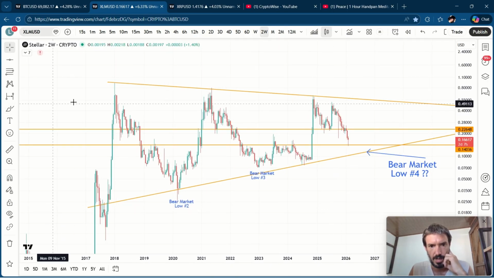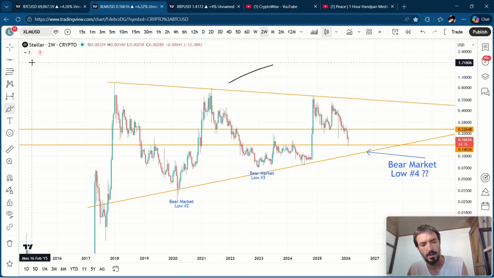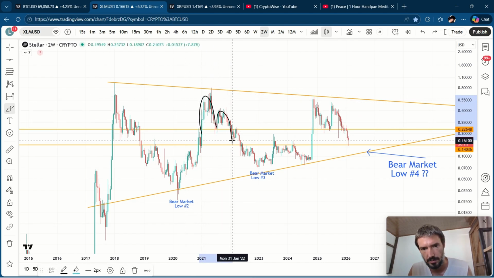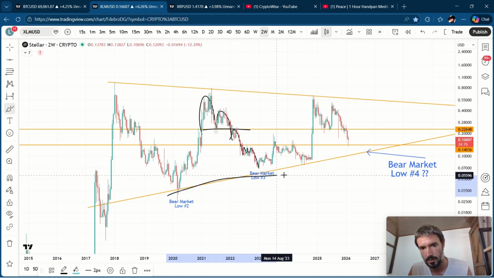So anyways, just like what happened here in the third bull market top, we had another double top as well, that broke down the neckline, back tested, went lower, consolidated for a while, and then went even lower to reach the bottom of the triangle.